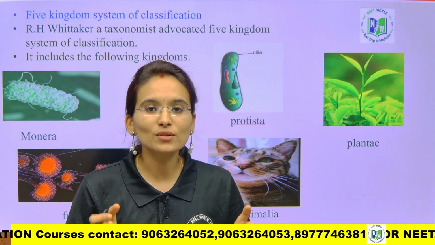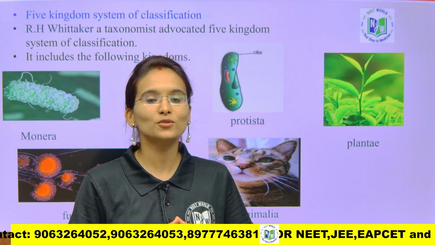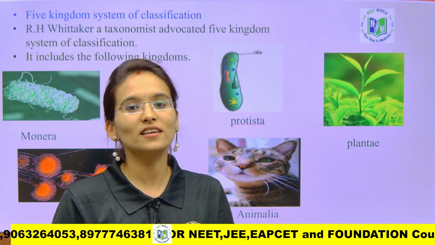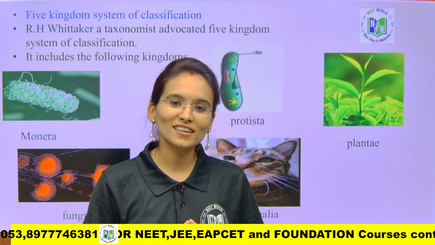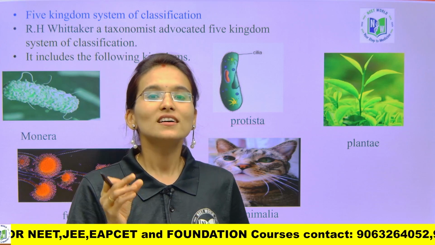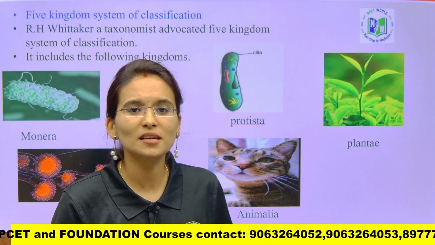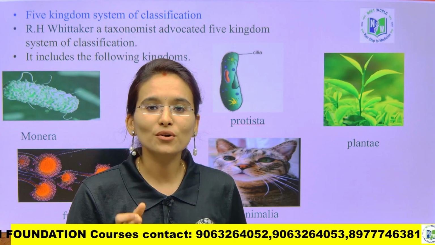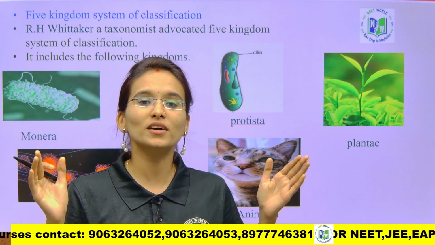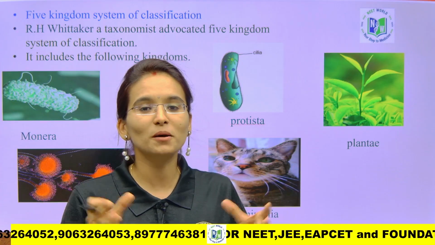All these sets of rules are given by the ICBN. If you are giving a scientific or standardized name to a plant, then the set of rules is provided by the ICBN, International Code for Botanical Nomenclature, and the ICZN codes the set of rules for giving the standardized name to animals, International Code for Zoological Nomenclature. ICBN and ICZN are very important abbreviations to be remembered, my dear students.